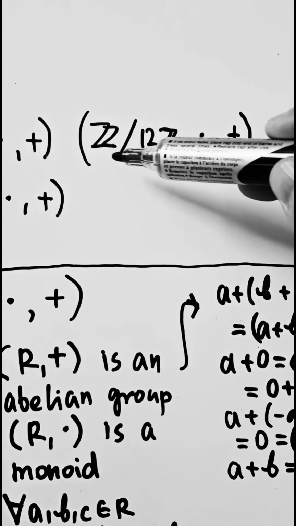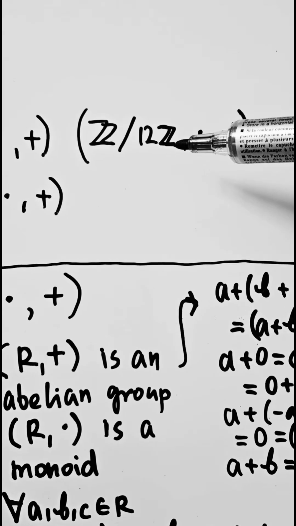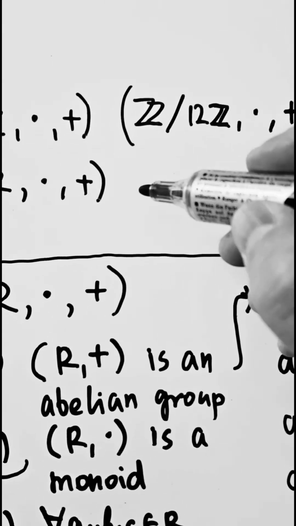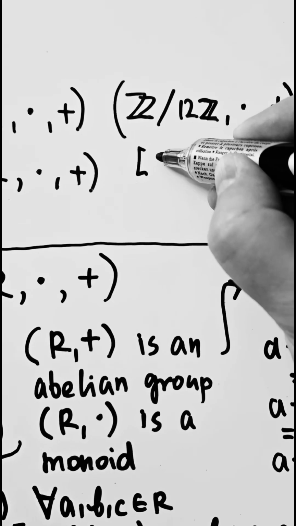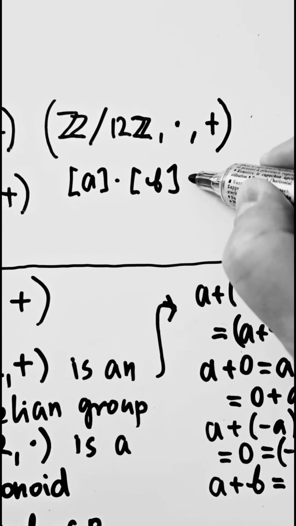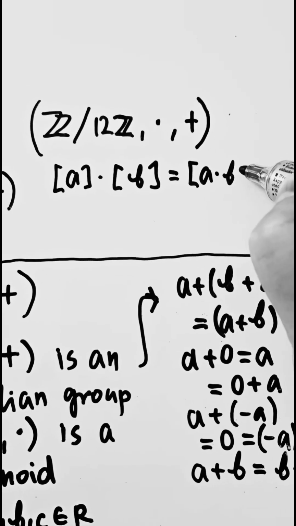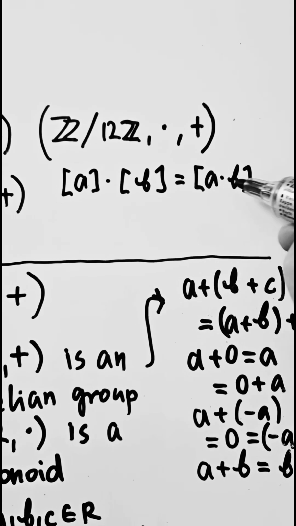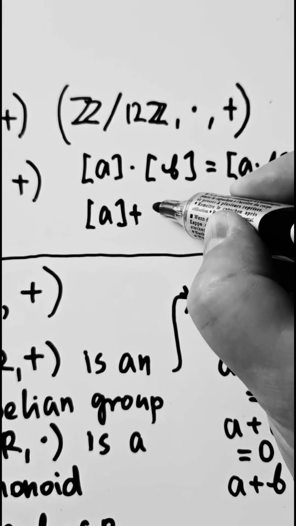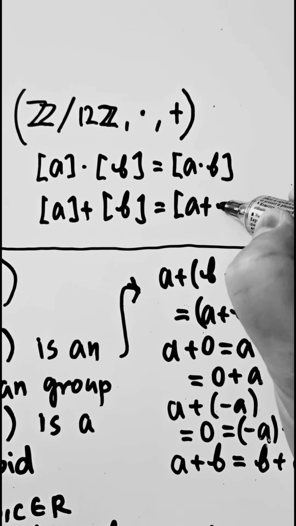When we describe elements of this set as equivalence classes modulo n, we can then define multiplication and addition by using the following formulas. The equivalence class of A times the equivalence class of B is the equivalence class of A times B, where the times on the right-hand side represents the usual multiplication of numbers. Similarly, we can define addition using the usual addition of numbers.